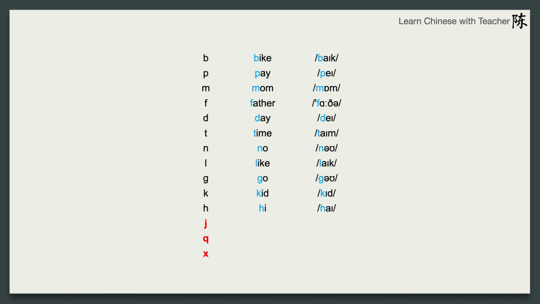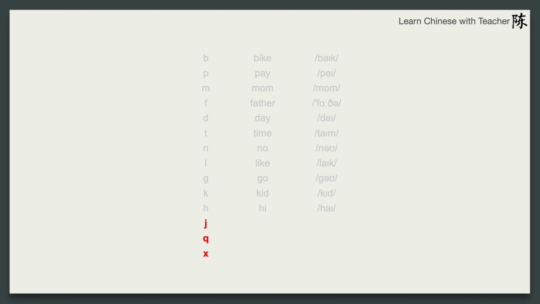In the lesson 1, we've learned the first part of the initials, but there are three initials that we don't have the same sound in English. They are ji, qi, xi. We'll learn how to pronounce them in this lesson. Ji, qi, xi. They are all with the same tongue position. The differences are the way you create the stream of the air.